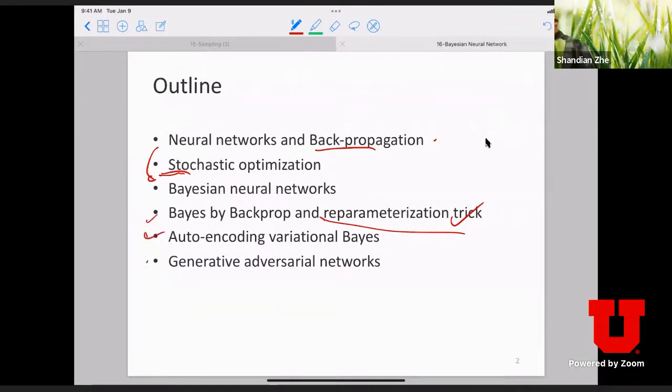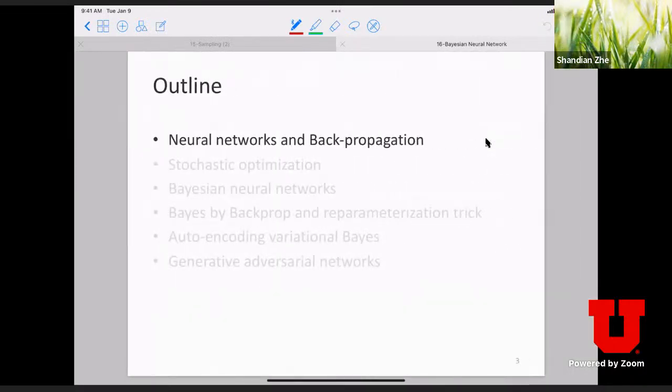And then we're going to introduce two popular Bayesian neural networks. One is called auto-encoding variational Bayes, and the second one is called generative adversarial networks. I believe you have heard of those before: GANs, generative adversarial networks.